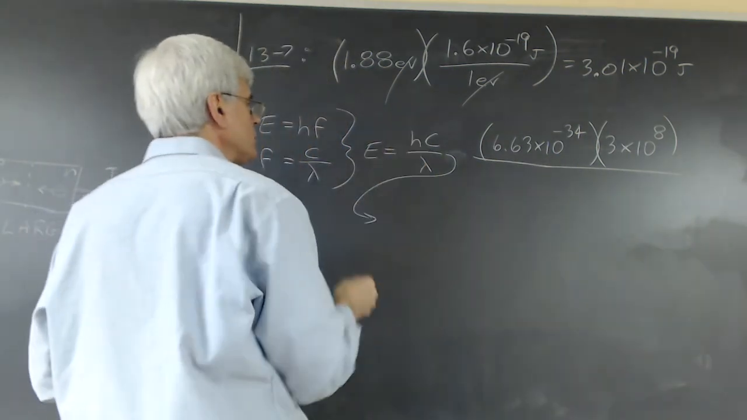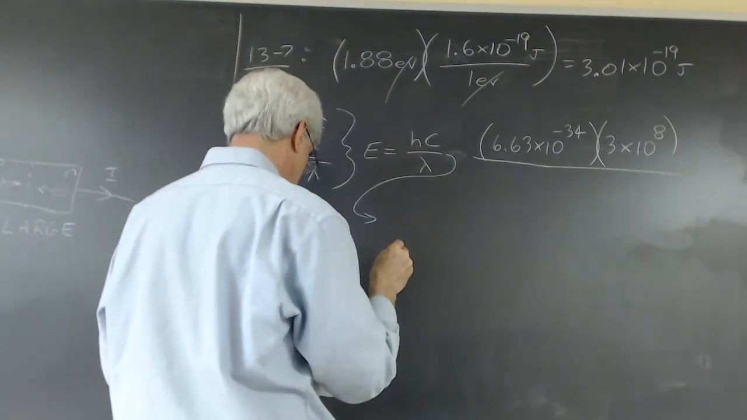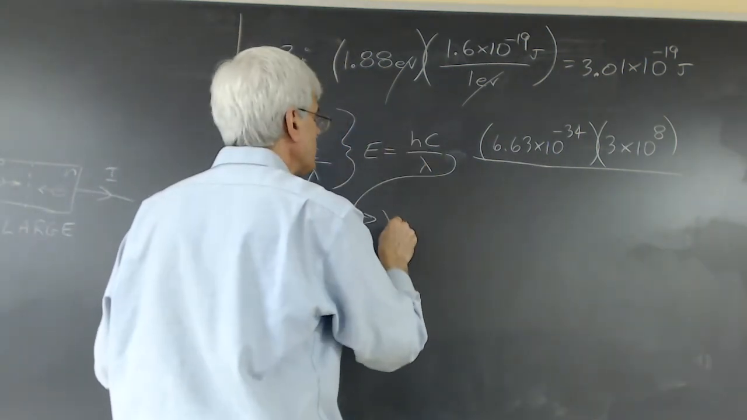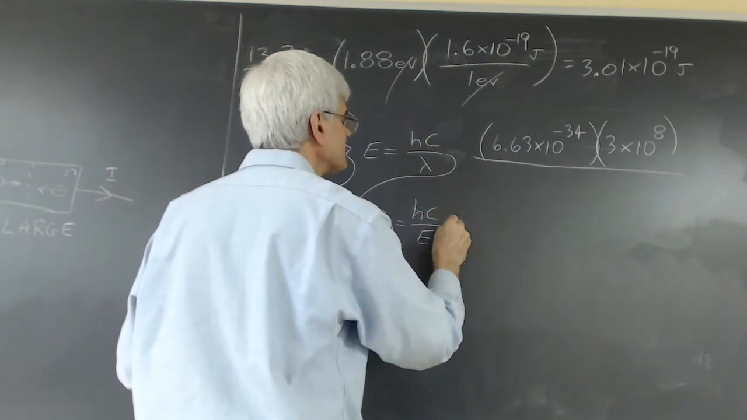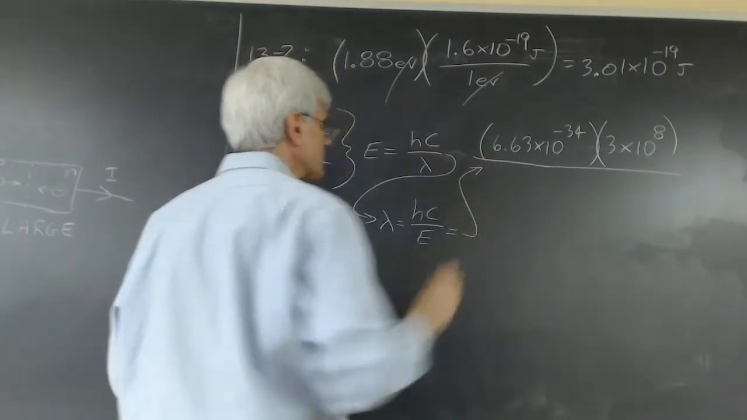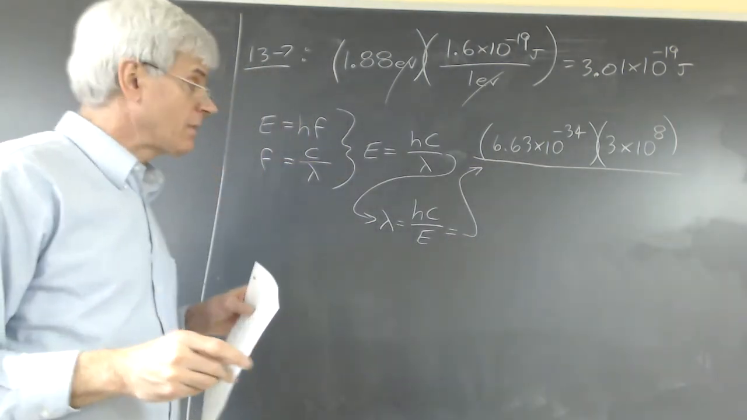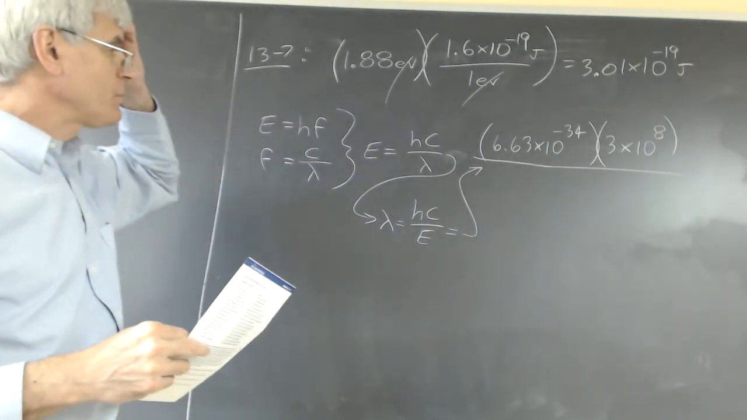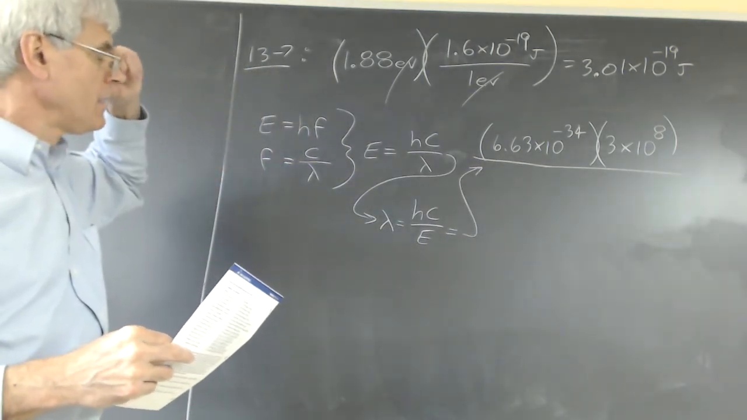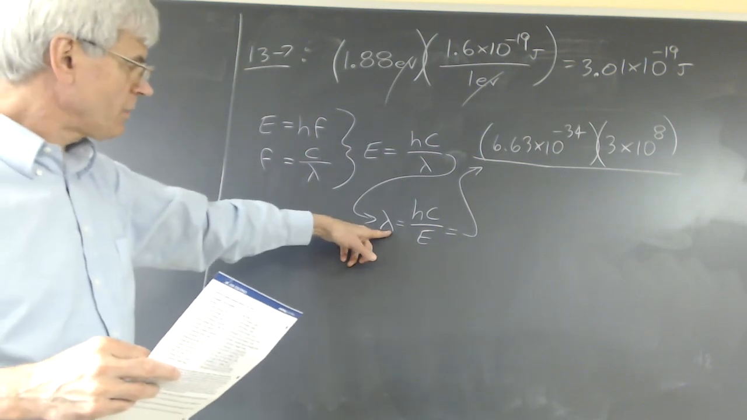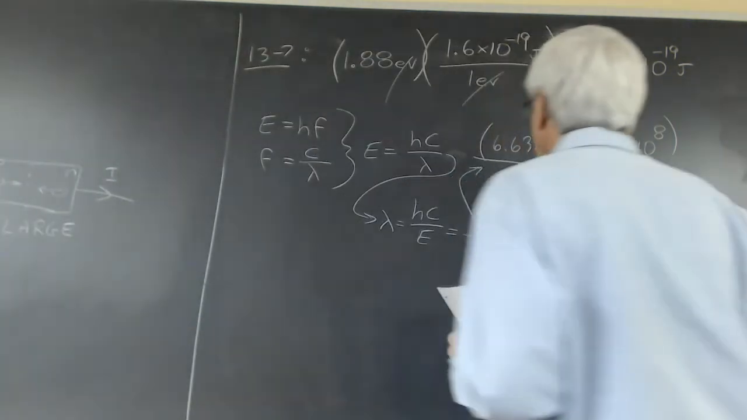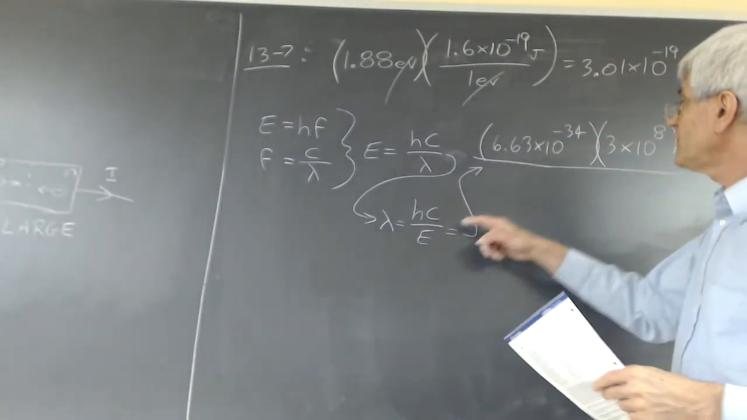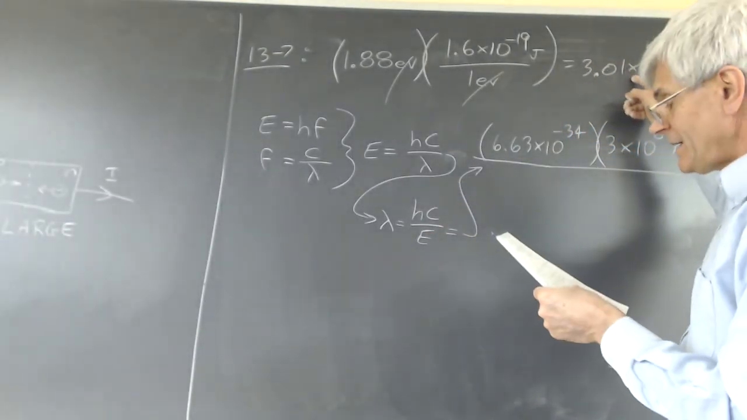If E equals hc over lambda, it follows that lambda equals hc over E. Skipped a step. Sorry about that. For those of you who are sitting out there going, what is he doing? The question asks for the wavelength. So the wavelength equals hc over E.